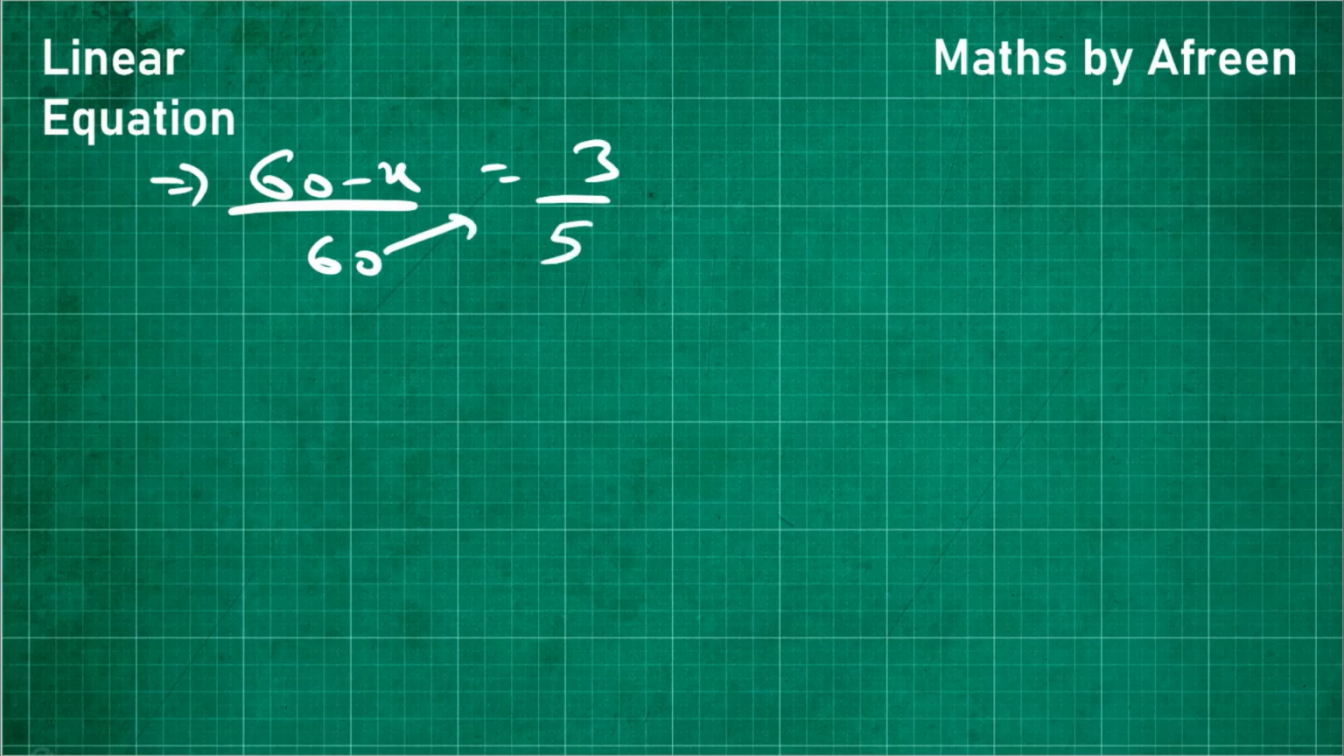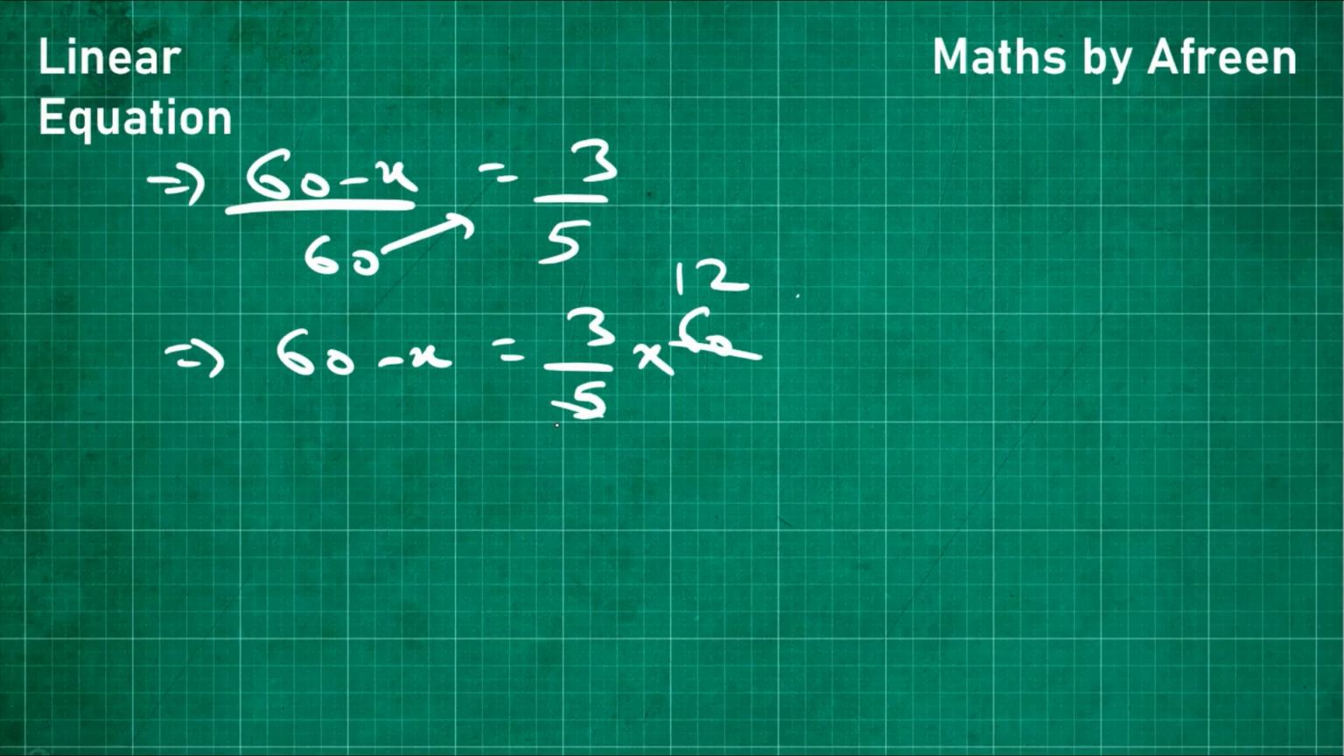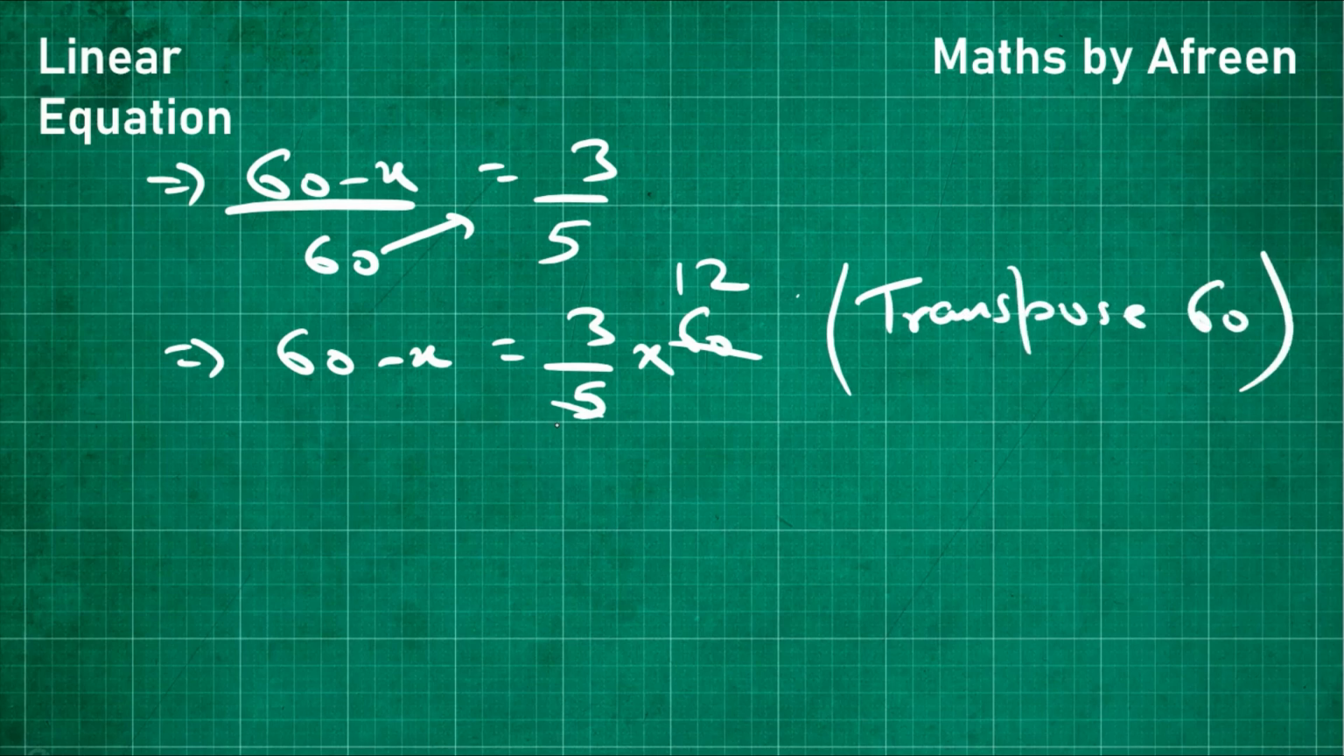Transpose this 60, so it will be 60 minus x equals 3/5 into 60. 5 ones are 5, 5 twelves are 60. What I did, I transposed 60 from left hand side to right hand side. Now we will solve this. 60 minus x will be equal to 3 into 12 which is 36.